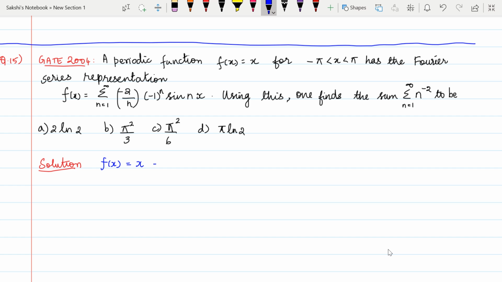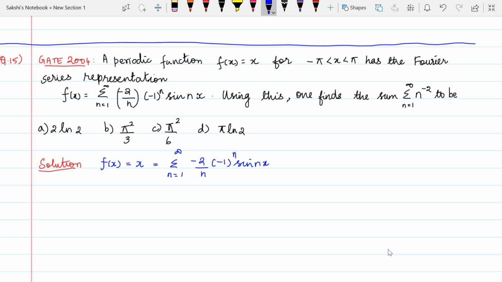This f of x, that is equal to x, has a Fourier representation which is given as summation n is equal to 1 to infinity of minus 2 by n, minus 1 the whole power n, sin nx. So using this, one finds the summation of n power minus 2 to be what? Okay. So now we have to remember that we have this sine function with us. That is, x is equal to some sine function.